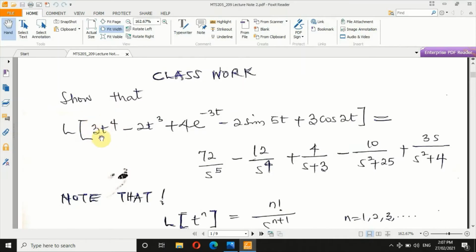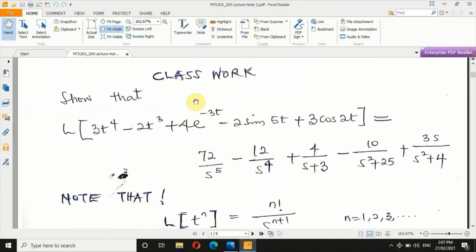So this one here, that's t raised to the power 4. That will give us 4 factorial over s raised to the power 4 plus 1. That is why we have s raised to the power 5 here. Then you multiply by 3. Next one again, minus, you still come here. So we have 3 factorial times 2, then divided by s raised to the power 4. Then the next one again, we have the exponential, e to the minus 3t.